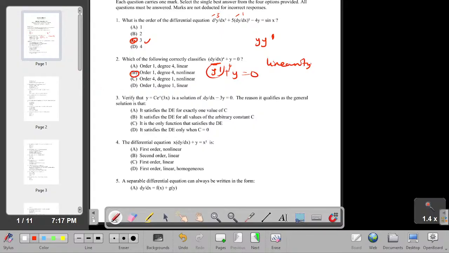So obviously you can see that the answer is B. Is that not it? Because it satisfies for every arbitrary value of c.